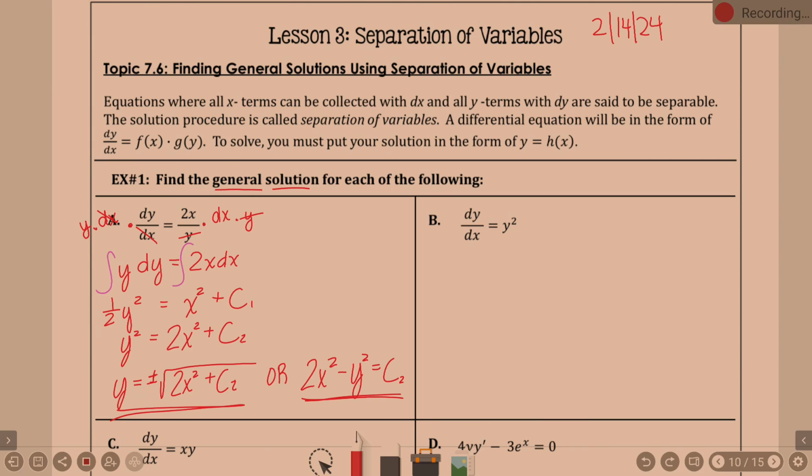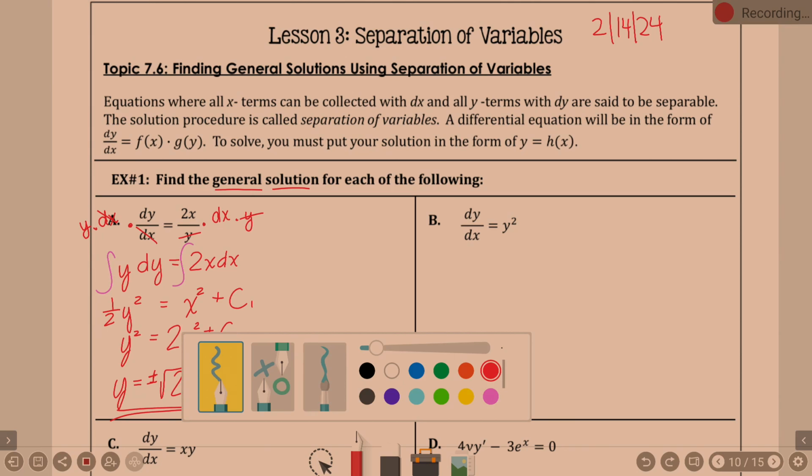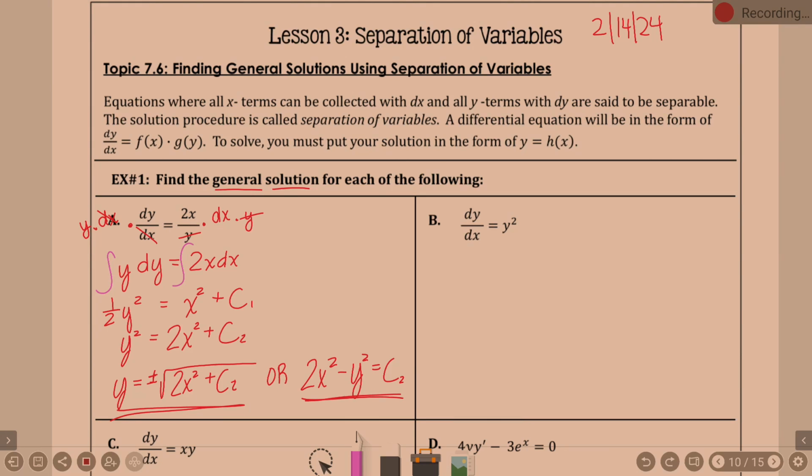Okay, let's talk B. What do we do on B? Multiply dx, divide by y squared. And you guys are good with that at calculus level, yes? That we're going to multiply the dx over, and we're going to divide the y squared over. So then you're going to have dy over y squared equals dx. Is that okay? I always hesitate to do that because in algebra 2, that would lose half the class.